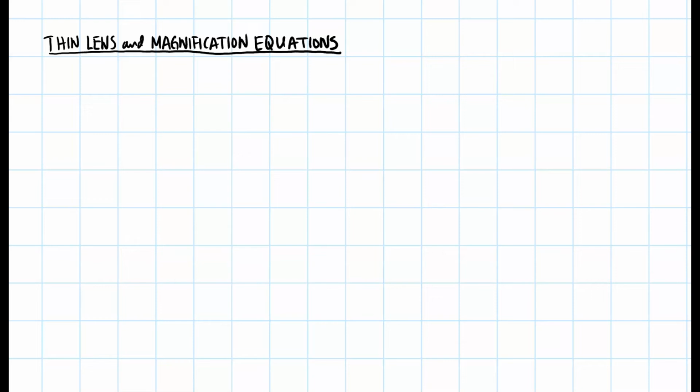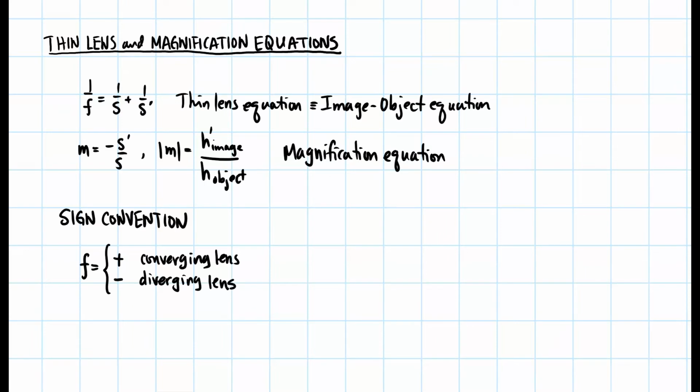Thin lens and magnification equations. The thin lens equation is used to calculate the location of the image, whereas the magnification equation tells us about the image characteristics. There's a sign convention that we have to go through. From the lens maker equation, we now know that a positive focal length is a converging lens. If it's negative, it's a diverging lens.